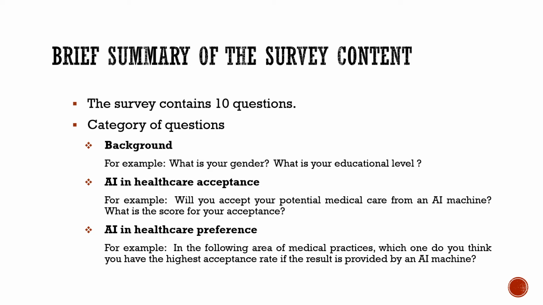So the first part, the background questions, will gain valuable information from the survey taker's background in order to better analyze the results from the latter parts, which are the AI in healthcare acceptance and the AI in healthcare preference questions. We know that the acceptance and preference in AI in healthcare vary from one background to the other. Setting the tone in the first part of the survey by asking the survey taker the background would be a good start. Let's move on to the next slide.